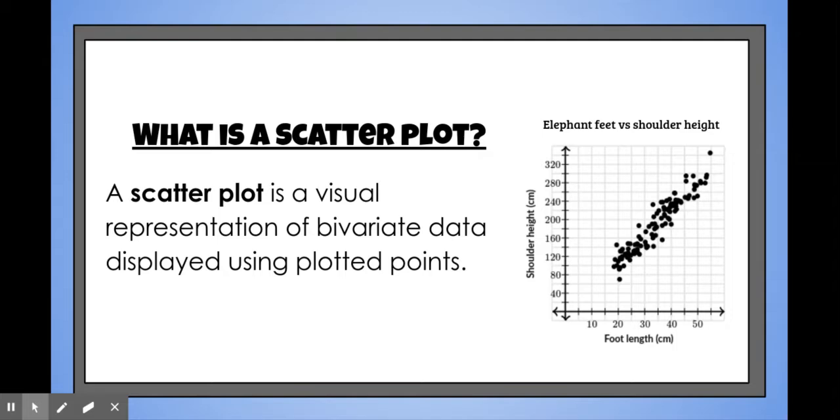Take a look at the image to the right of this page. Here's an example of a scatter plot. In this scatter plot, we're focusing on the relationship between elephant feet versus shoulder length. So based on where the points are plotted, we can tell a lot about their relationship.